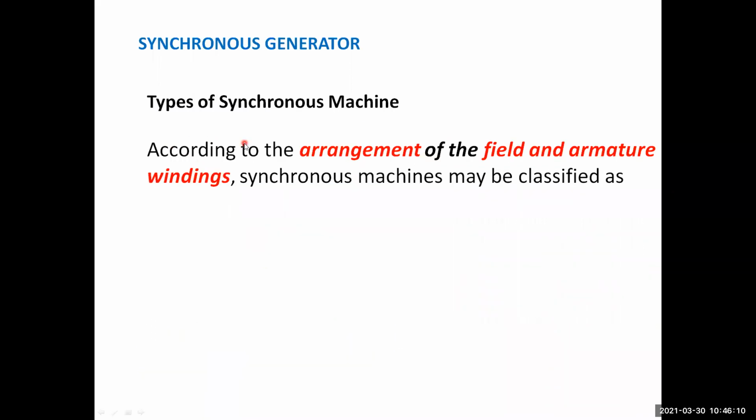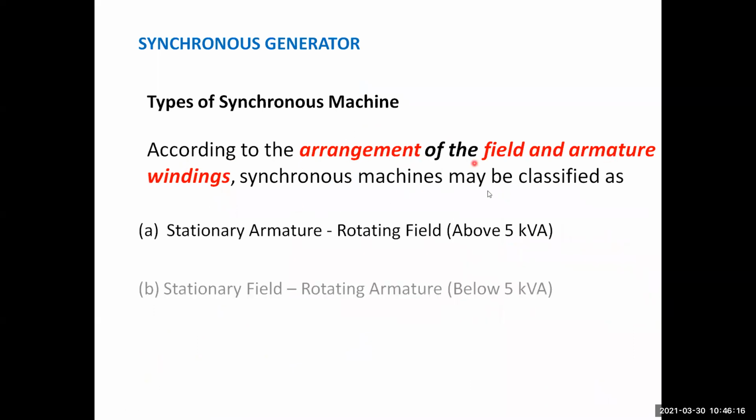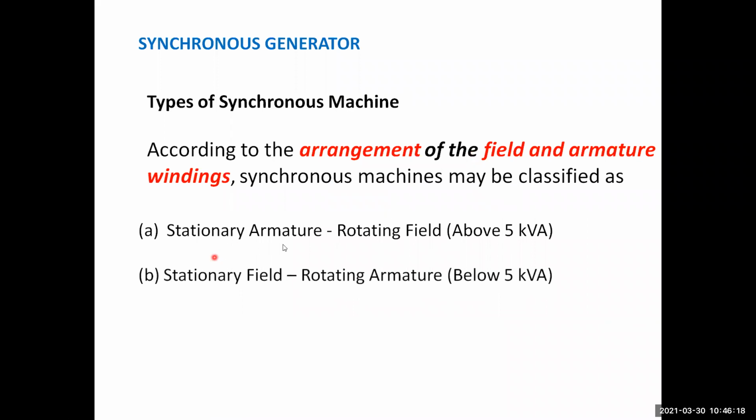Now, the types of synchronous machines. According to the arrangement of the field and armature winding, the synchronous machine may be classified into two types: stationary armature with rotating field, and stationary field with rotating armature.